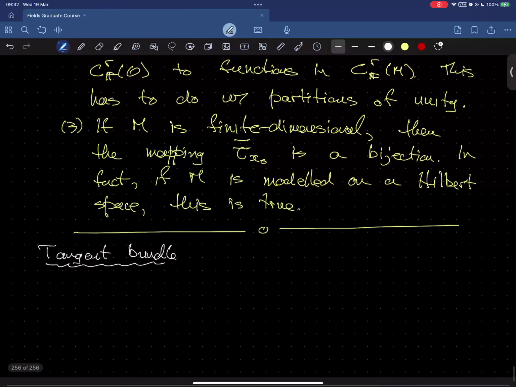Okay, so we know what the tangent space is. Well, we know what a tangent vector is, and it's an equivalence class of curves. So the set of all tangent vectors at a point is called the tangent space of that point. And so when we define the tangent bundle, we merely take the bundle of all of the tangent spaces.